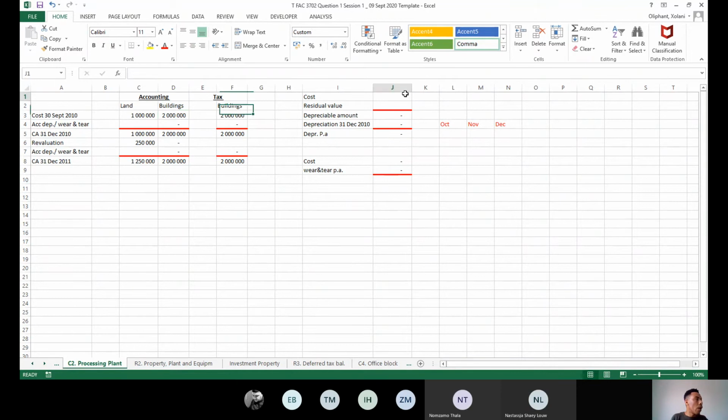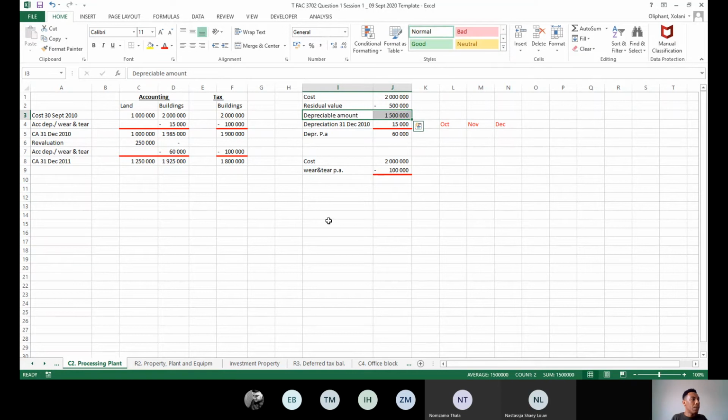The cost for this building was 2,000. That's what this building cost us, right? But then we know that in this building that cost us 2,000, we had a residual value of 500,000. What I'm trying to do now is determine what your depreciable amount would have been. Your depreciable amount would have been 1.5 million, right?